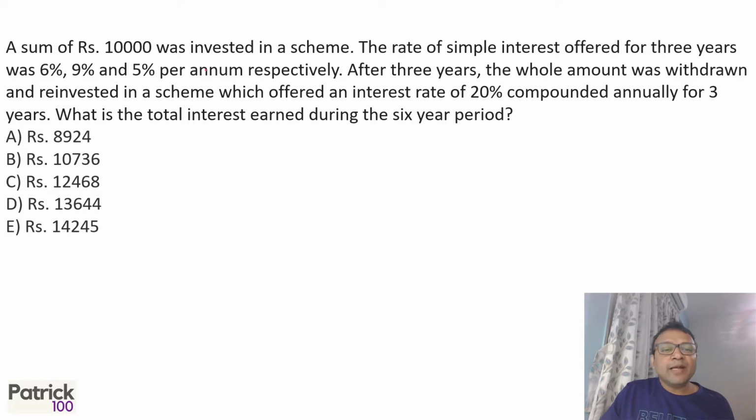So a sum of 10,000 is invested in the scheme. The rates of simple interest offered were 6, 9 and 5, so the total interest is 20%. That means we'll get 12,000. But this was invested in compound interest at a rate of 20% for 3 years. So your amount is 1.2 into 1.2 into 1.2. Basically, when you do compound interest, you multiply by 1.2 whole cube.